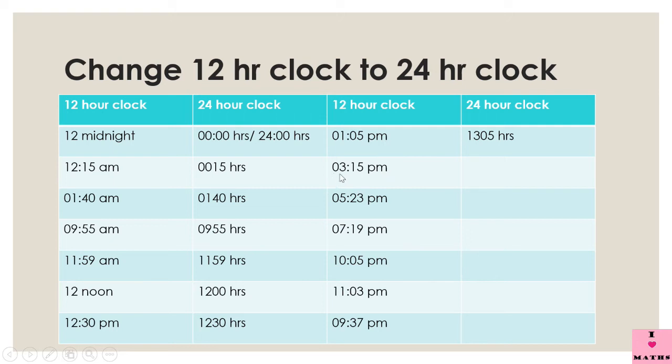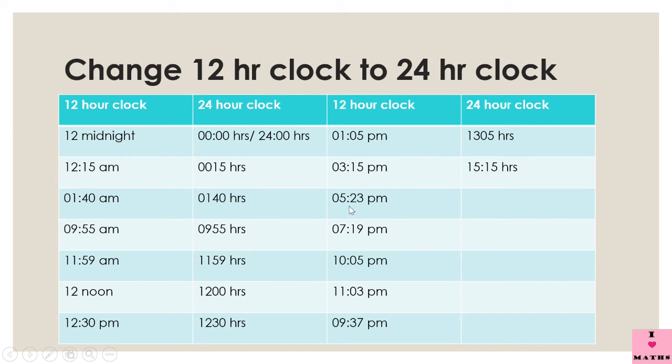Now 3:15 p.m. we have to add 12 to 3:15 p.m. Now since it is p.m. and it is after 1 p.m., again we have to add 12 in the hours. So 12 plus 3 is 15. So in the 24-hour clock we will write 1515 hours.